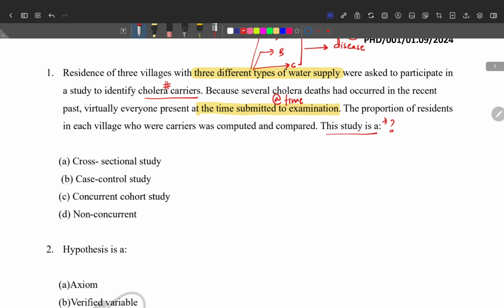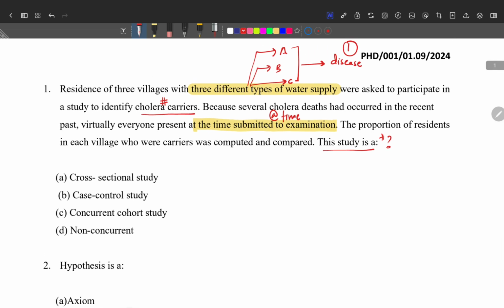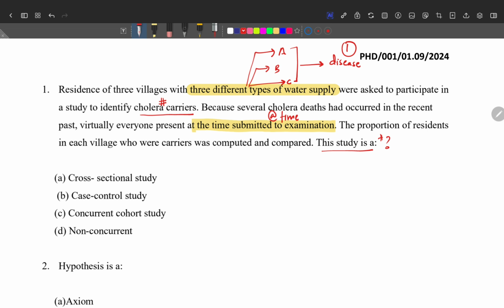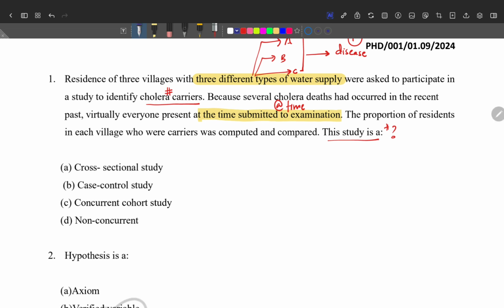Now they have given already two clues. One is three different groups and one disease, first point. And moreover, the main clue is at the time. Whenever this phrase comes, at the time means at one point of time, the answer directly shifts towards the one good answer in the whole options, which is called cross-sectional studies.